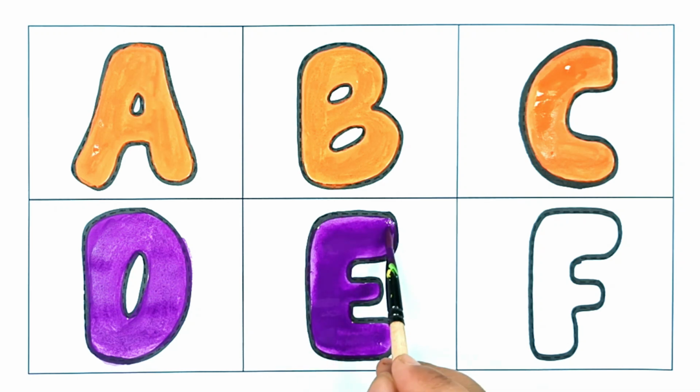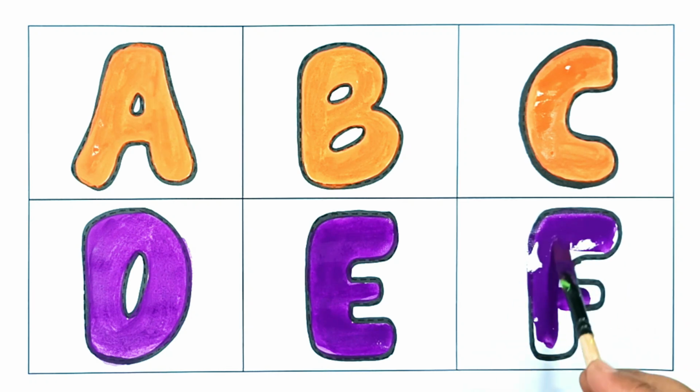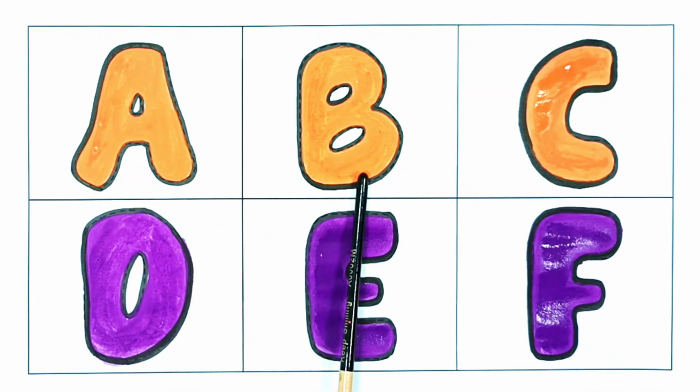E for egg. E for egg. F for frog. F for frog. A, B, C, D, E, F.